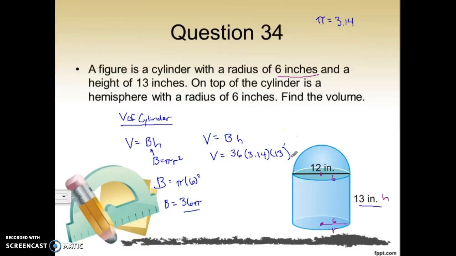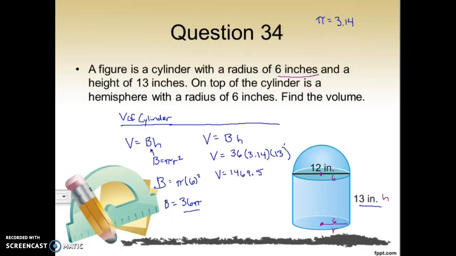So now I'm just going to stick all that in my calculator. Well, wait a minute. It's too dark in here to turn my calculator on. There we go. 36 times 3.14 times 13. And I get 1,469.52. And I'm not going to worry about units yet because I'm not done yet. All right, and that was the cylinder.